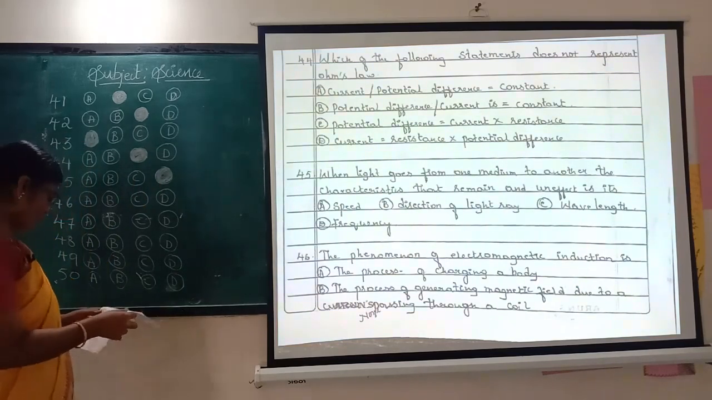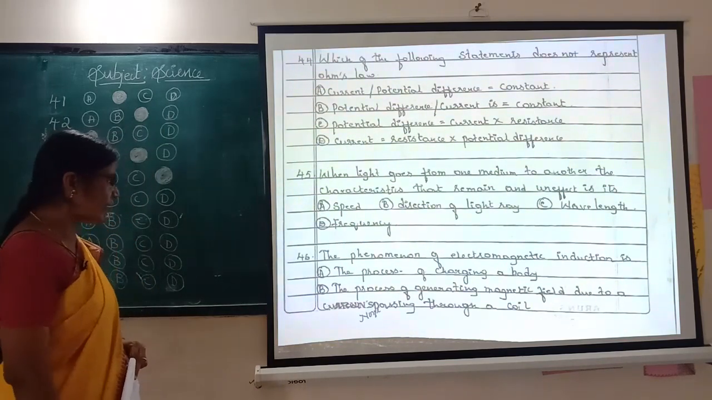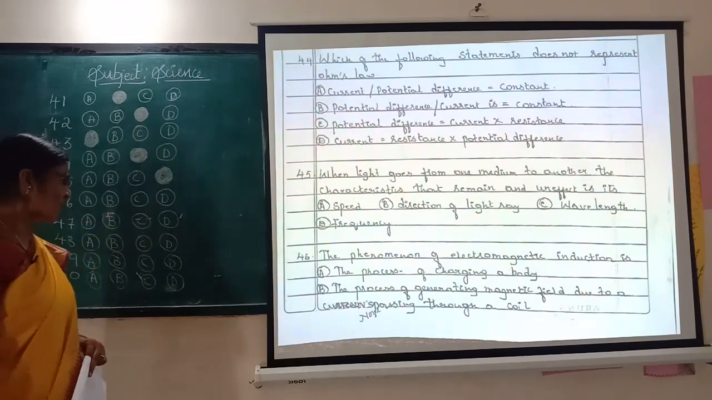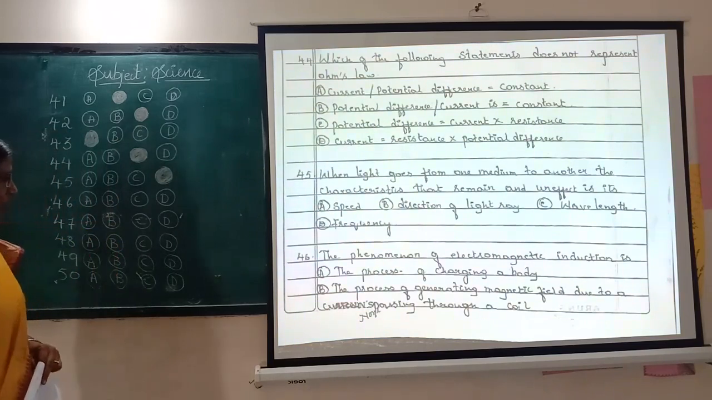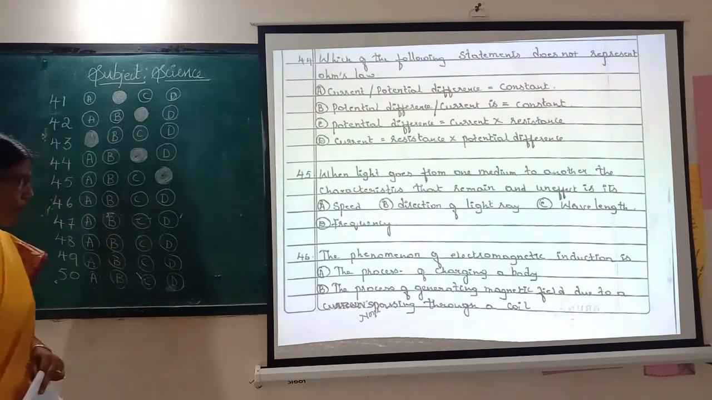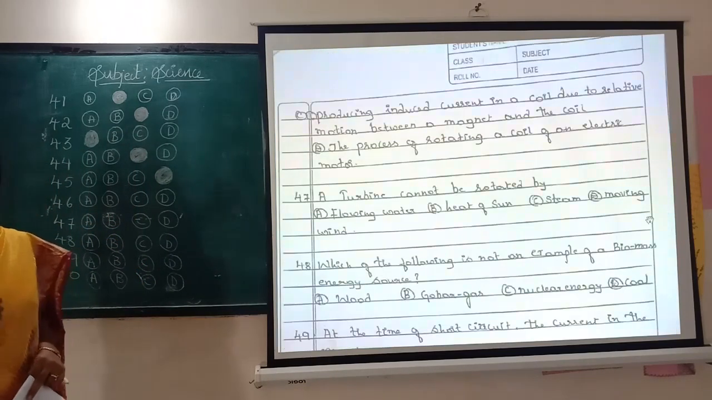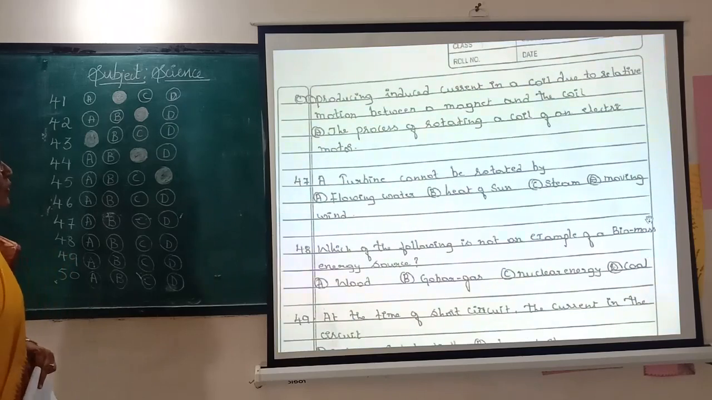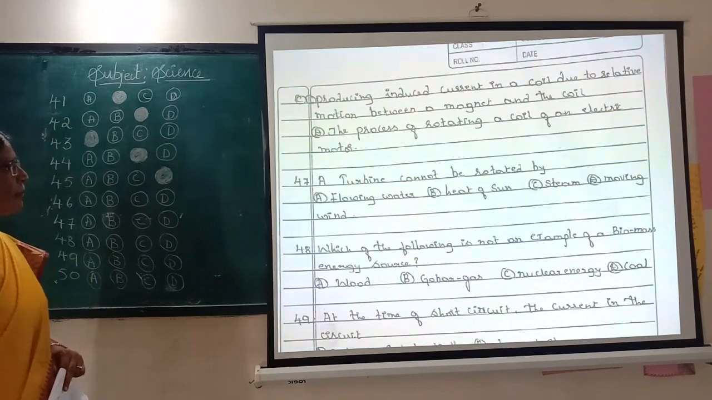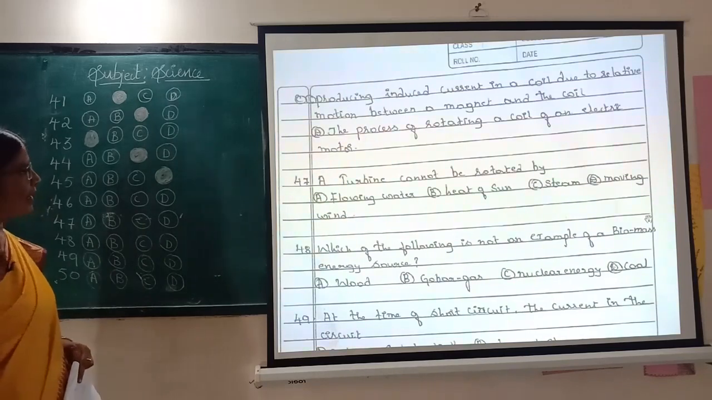Next, 46th question, children. The phenomenon of electromagnetic induction is, means what is the phenomenon of electromagnetic induction, they ask. For that the right options are given. A option, the process of charging a body. B option, the process of generating a magnetic field due to a current passing through a coil. Option C, producing induced current in a coil due to relative motion between a magnet and the coil. Option D, the process of rotating a coil of an electric motor.